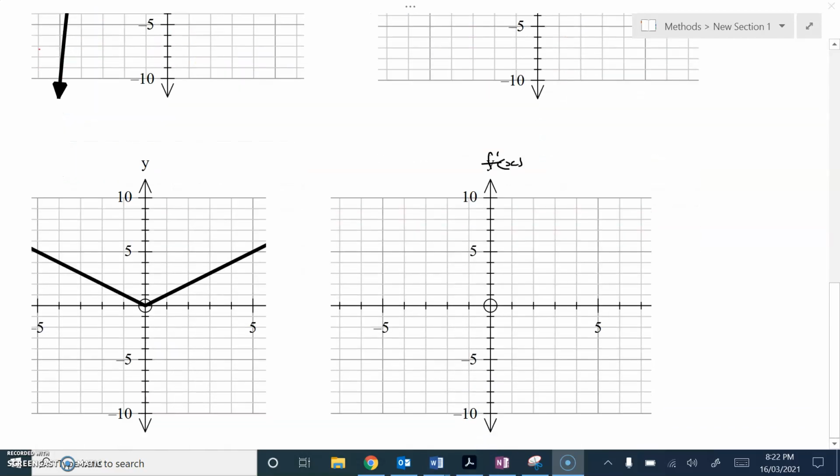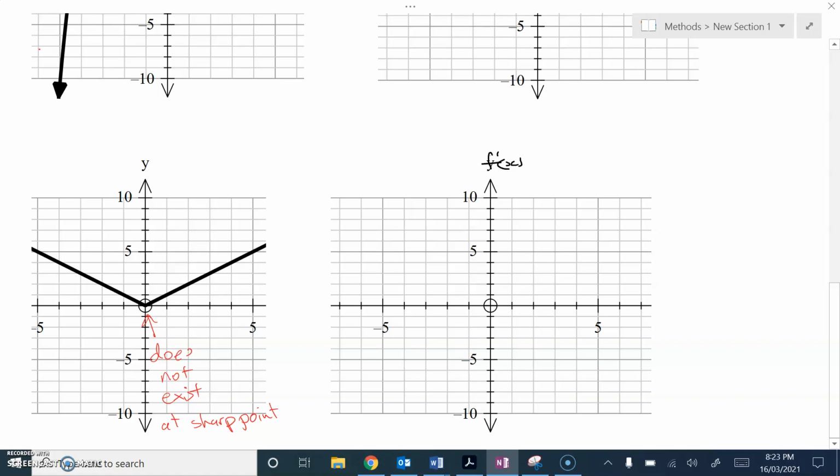So let's do another one. Have a look at this graph here. There's a couple of things about this. The first thing, the gradient can't exist at this sharp point. So gradient does not exist at a sharp point. We call that a cusp.